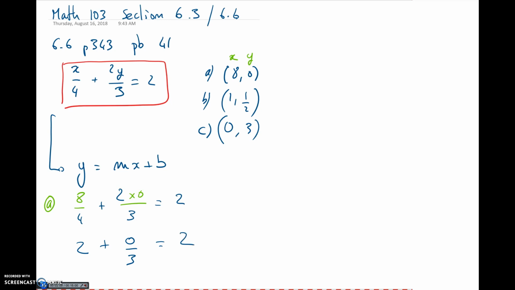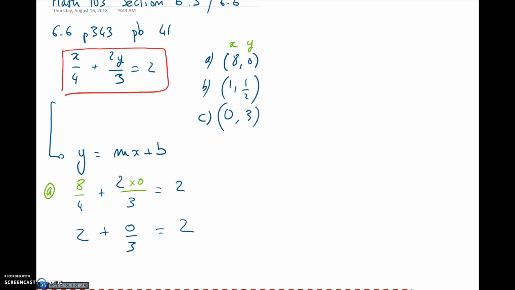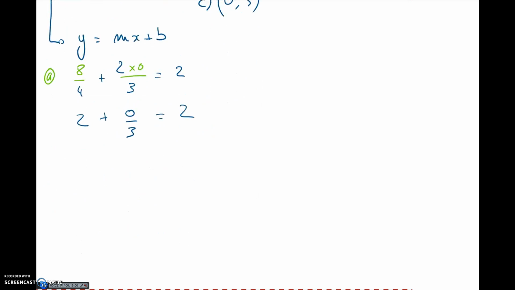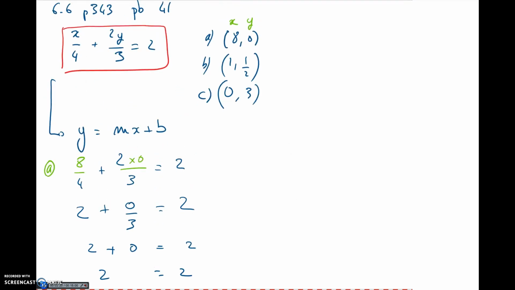0 over 3 is 0, and it's supposed to be equal to 2. 2 plus 0 equals 2. Well, yes, you have 2 equal 2. So is the pair 8, 0 a solution of this equation? Yes, so that is a yes. Okay, I was doing it a little differently than you.